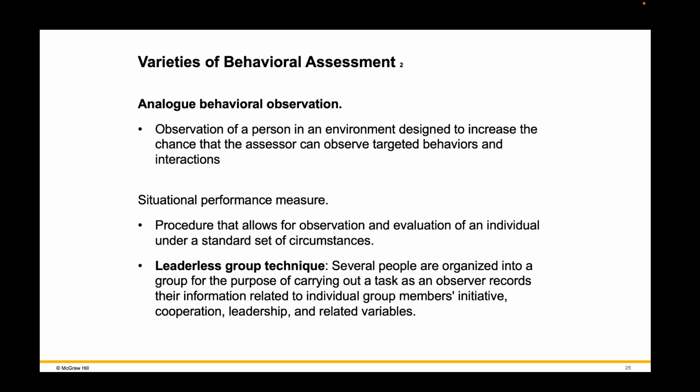And then the analog behavioral observations, so observations of a person in an environment designed to increase the chance that the assessor can observe targeted behaviors and interaction. So for example, yung mga marshmallow tests. So, we can look at it as an analog behavioral observation. Kasi nga, targeted behavior doon is their level of, let's say, delay of gratification or impulsivity, di ba? And how do they interact pag nandun na yung nag-test sa kanila or pag wala na yung nag-test sa kanila. So, yung mga ganun.